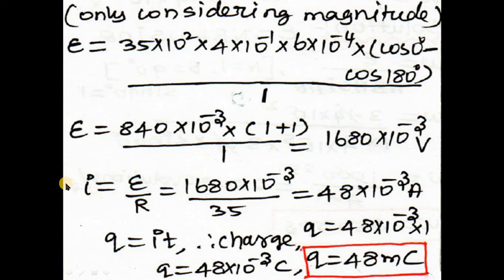Now, let me calculate the value of I. I is equal to epsilon divided by R. What is the value of epsilon? 1680 into 10 power minus 3 divided by 35. R value is 35. Cancel: 1680 divided by 35 means 48 into 10 power minus 3 ampere.